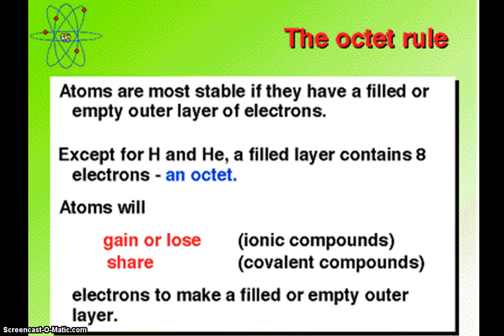So a quick review, if we look at the octet rule, atoms are most stable if they have a filled or empty outer layer of electrons. So they're trying to achieve an octet. With the exception of hydrogen and helium, which only need 2 because of the size of the inner shell, a filled layer contains 8 electrons, an octet. So atoms will gain or lose electrons to become an ionic compound and form ionic bonds, or they may share, as we just saw with hydrogen, to become covalent compounds. So they want to get to their full outer shell one way or the other.